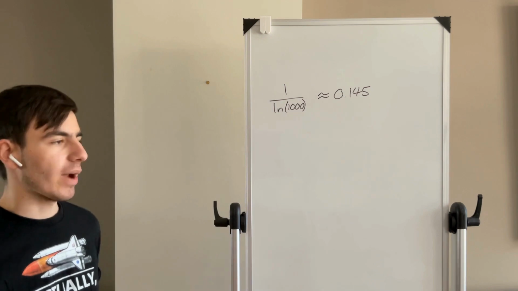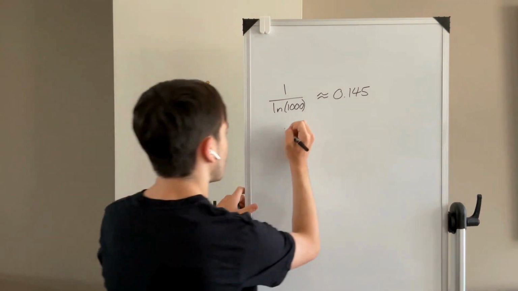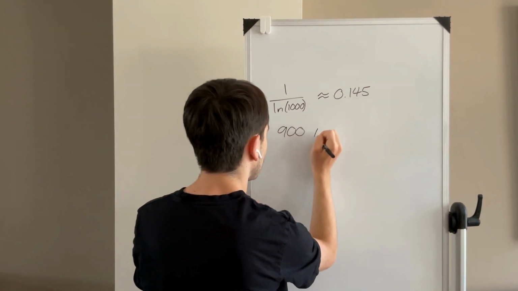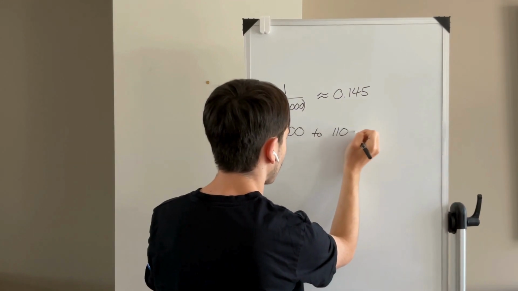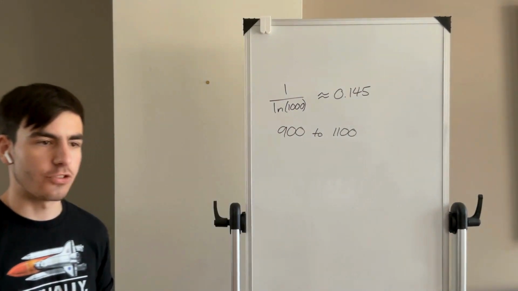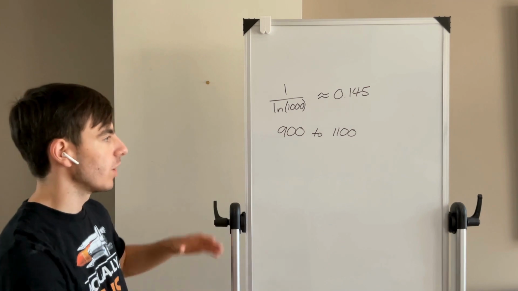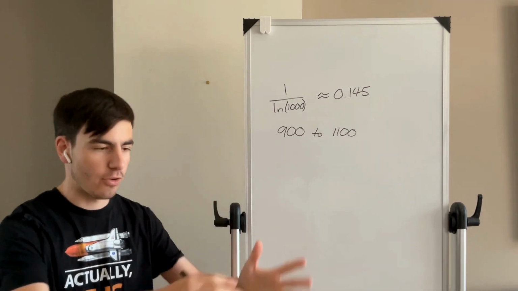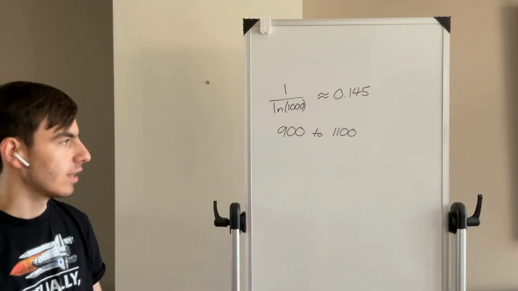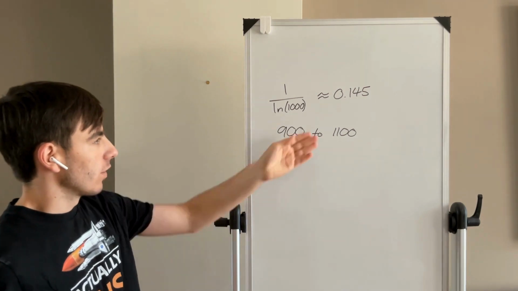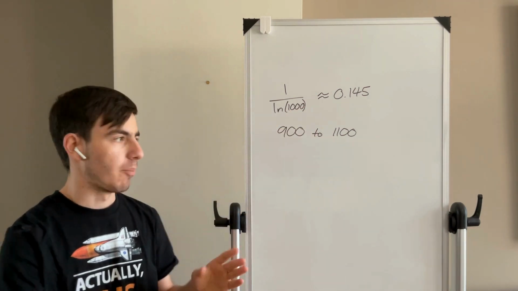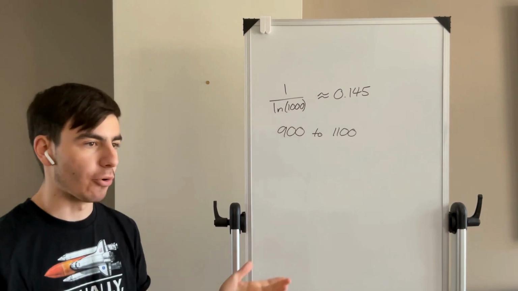So some numbers around 1,000, let's say from 900 to 1,100. There we go. That gives us 100 numbers on either side. That'll give us a nice sample size. So we have 200 numbers here that are all in the vicinity of 1,000. So let's apply the rule. We know that about 14.5% of numbers from here to here should be prime.